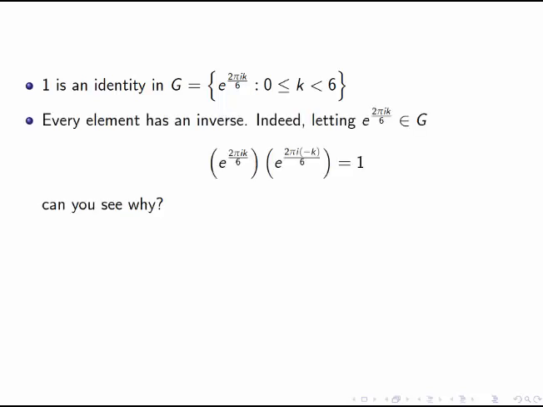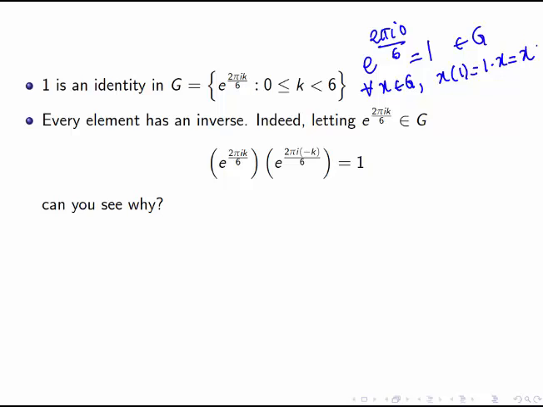Why? Because if you multiply any element by 1, you get that element back. And how do you know that 1 is an element of the set? You just look at e^(2πik/6) and set k to be 0. That will be 1. Right? So 1 is in G. And that's our neutral element, because for every element x in the set G, x times 1 is going to be 1 times x, and that will be x.